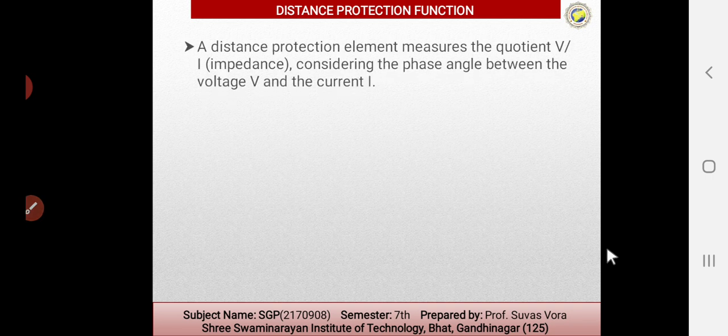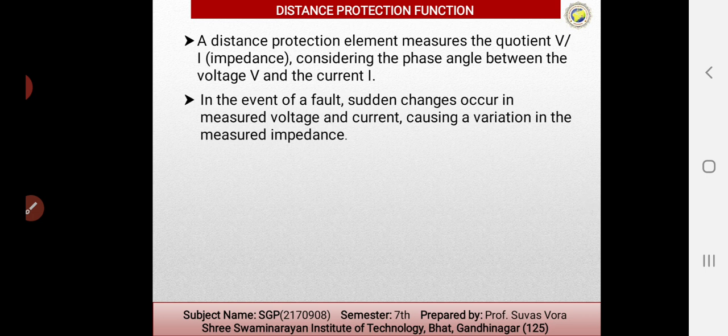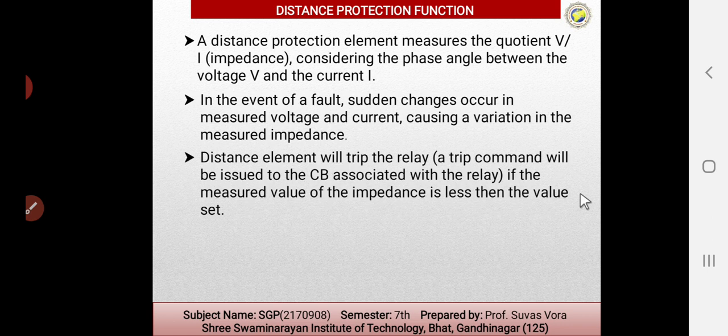Now the next topic is distance protection. Basically, when we talk about distance protection, the distance protection element measures the quantity V by I, which means the impedance, considering the phase angle between the voltage and current. So in the event of a fault, a sudden change occurs in the measured voltage and current, causing variations in the measured impedance, that is, the impedance will change. So the distance element will trip the relay, and the trip command will be issued to the circuit breakers associated with the relay. If the measured value of the impedance is less than the set value, there is a fault, otherwise there is no fault and they do not open the circuit breakers.